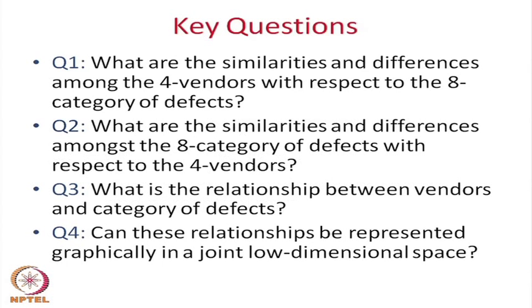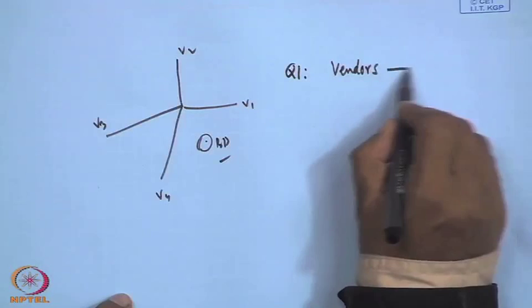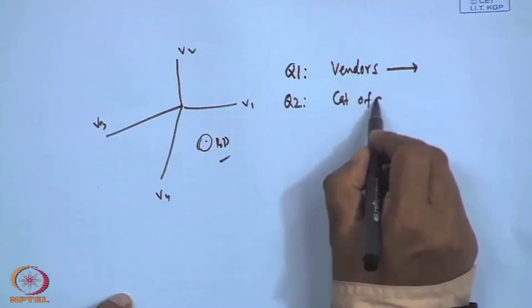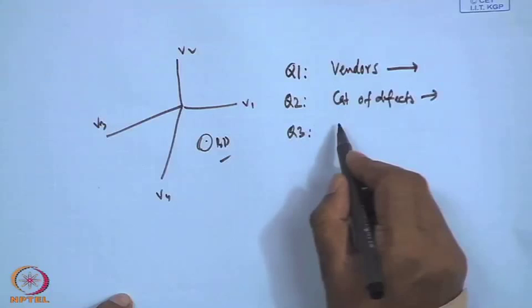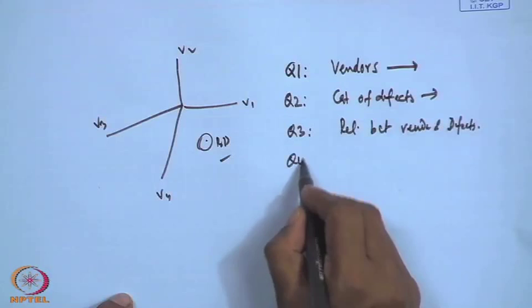So, now let us repeat the questions. Question 1: we basically have 4 vendors, and your target is vendors' similarity and dissimilarity. In question 2, it is category of defects, similarity and dissimilarity. Question 3, what are you trying to say? You are trying to find out the relationship between vendor and category of defects. And question 4, you want dimensional reduction.